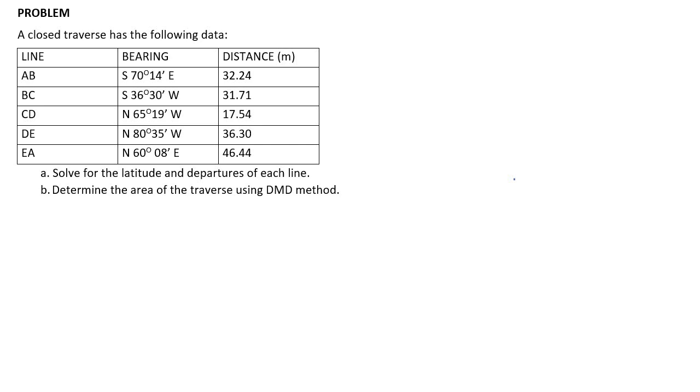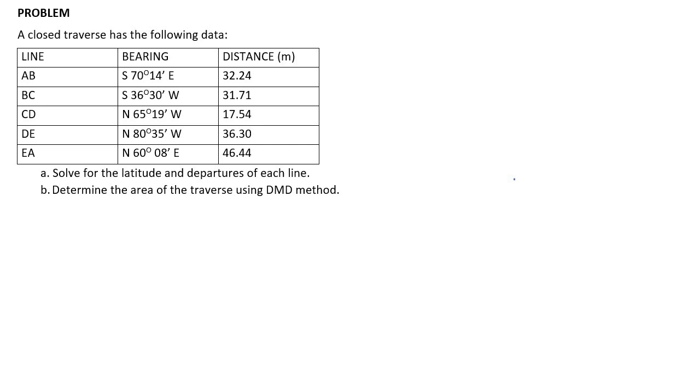Okay class, so here we have the given data for a closed traverse. So let us draw its figure. First, considering the line AB, it has a length of 32.24 meters and the bearing is south 70 degrees 14 minutes east. So here's how it is being positioned.